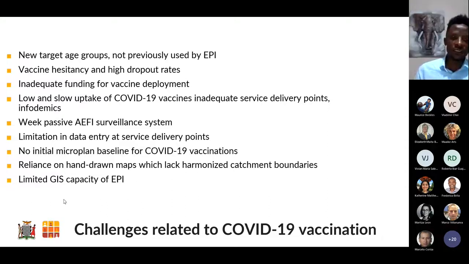There was limitation of data entry staff at service delivery points. And then we also had some limited GIS capacity at the EPI. So in supporting EPI with planning in the maps, came with working with people that were not GIS personnel, but they were eager to learn how GIS could be used to ease their work. So that just spoke to the limit. Next slide, please.